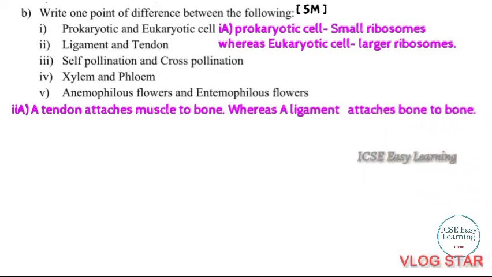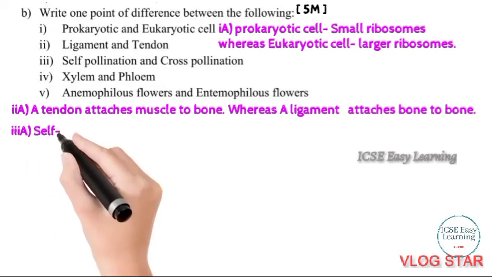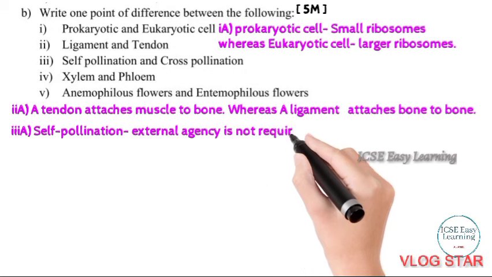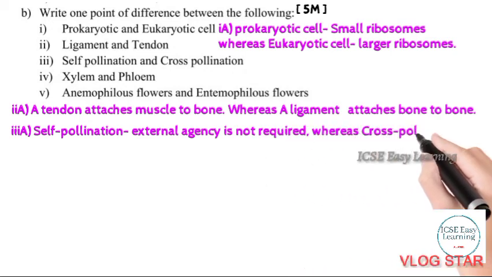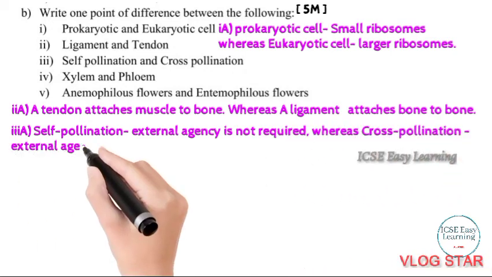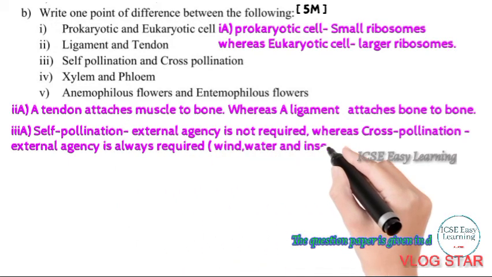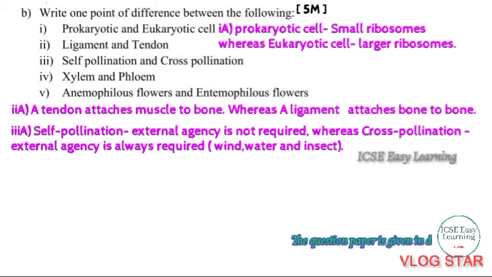Third question: Difference between self and cross pollination. In self pollination, an external agency is not required, whereas in cross pollination, an external agency is always required, that is, wind, water and insects.